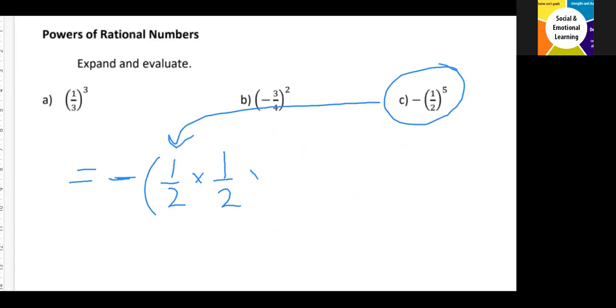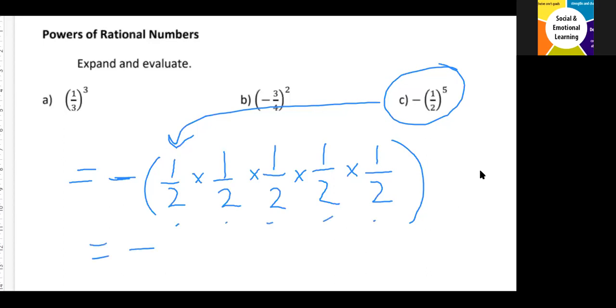How many times is half multiplied by itself? Did I get 5 halves? 1, 2, 3, 4, 5. Okay, excellent. Who can simplify that for me? You can just let me know in the chat. What's half times half times half times half times half?